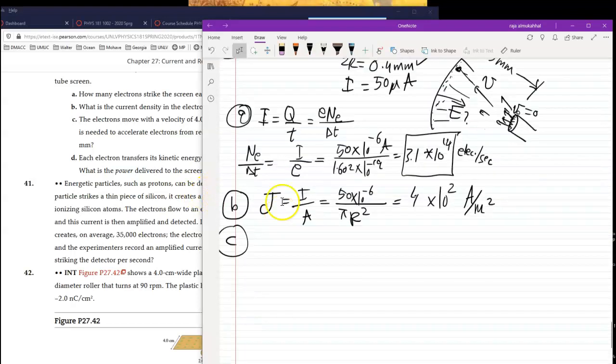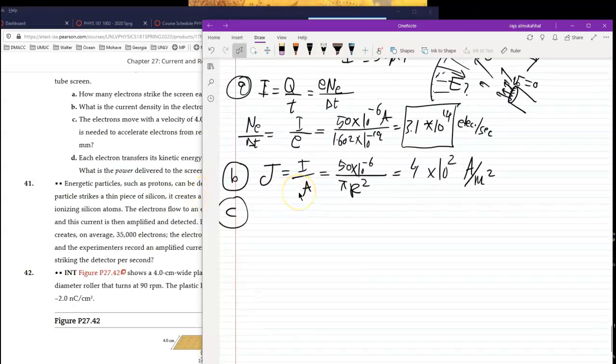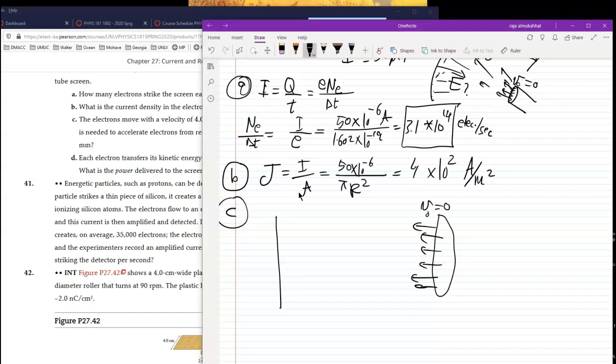Let me draw a better picture. Here is the screen. Let's make it flat. Here is the electron beam, and here's the electron coming out. They're starting with initial velocity 0. They come out and accelerate through, and because the electrons are negative, let's assume this is positive, so they're accelerating through it.